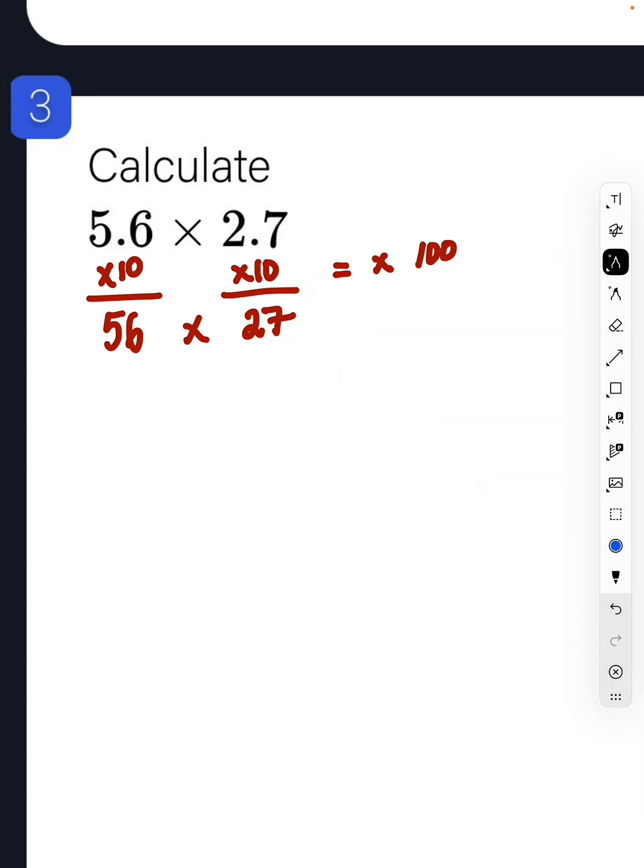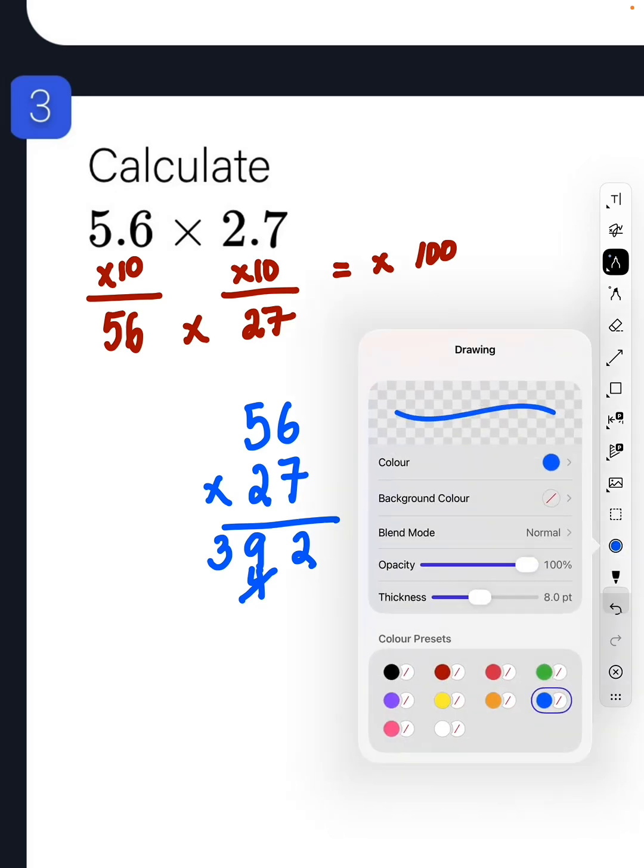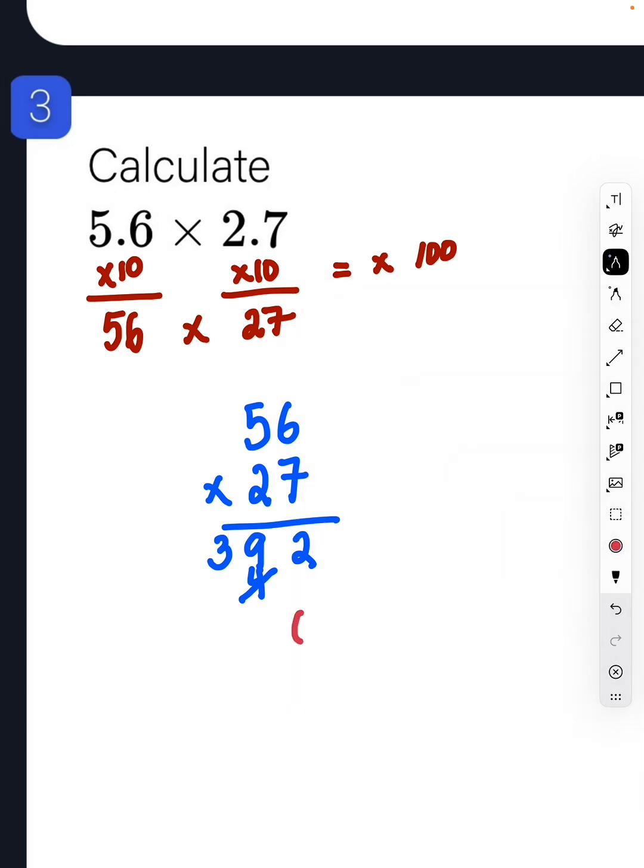So let's take a look at our question. We are going to do 56 times 27. 7 times 6 is 42. 2, 4 carry forward. 7 times 5 is 35, plus 4 is 39. I'm going to cross that 4 off because I've used that. Before I move on, I'm going to put a magic 0 or a placeholder 0, because now we're multiplying with number 2, which is in the tens place. That's why we need a placeholder in the ones place.